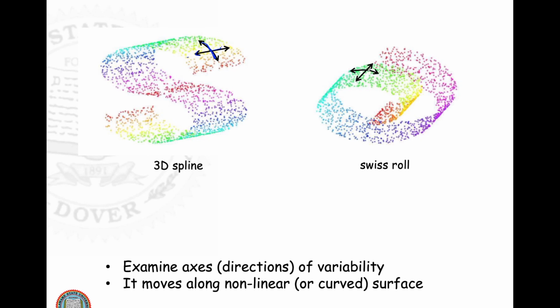Likewise, on the Swiss roll, we similarly have these axes. We have from left to right a direction of change or variation, and we have this other curved axis. And so for these axes of variability, we can move along the linear, nonlinear rather, or curved surface. If we're going to represent points in three dimensions and they're arranged in this fashion, it's really important we understand that the variability proceeds along this curved surface in that direction.